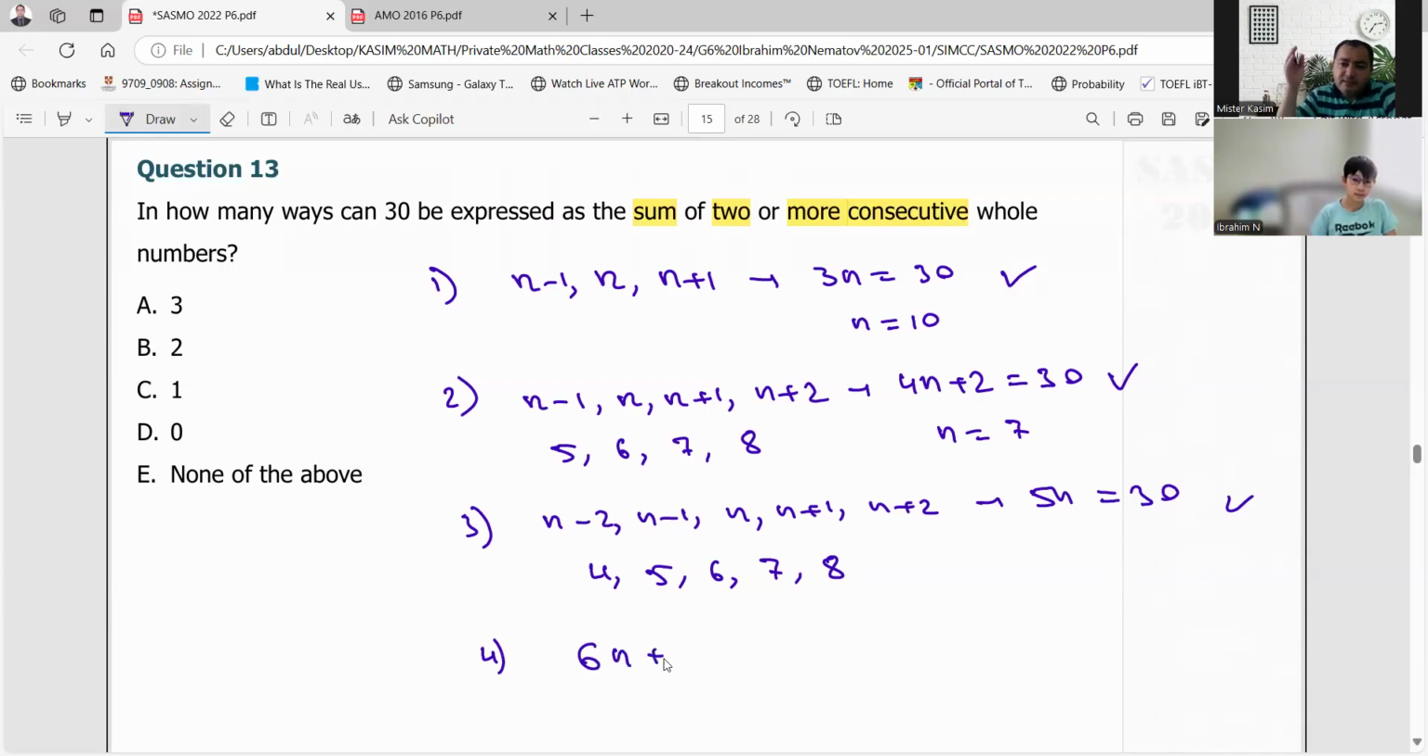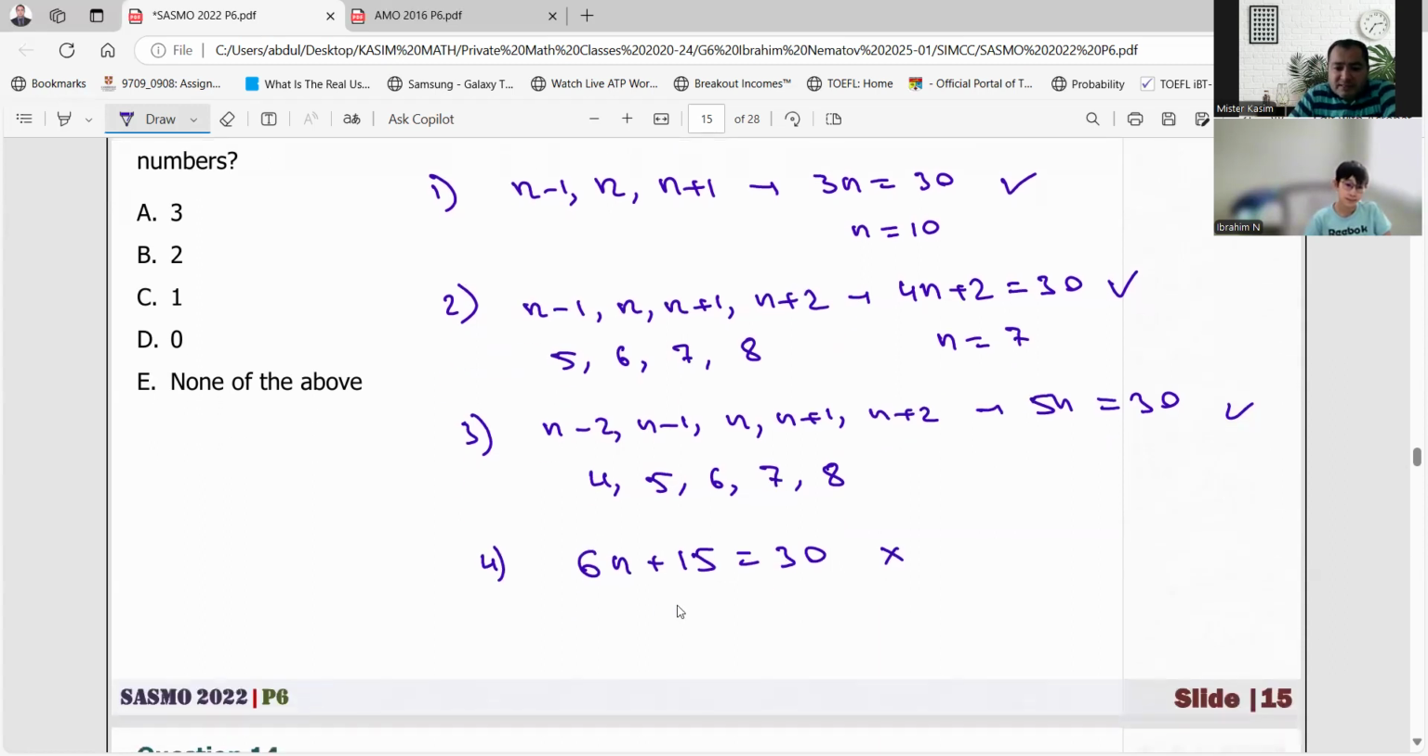So that is n plus 1, n plus 2, n plus 3, n plus 4, n plus 5. The sum of the first 5 numbers is 5 times 6 over 2, that's 15. That's equal to 30, right? So actually this doesn't have a solution, right? Yeah. And how about 7?